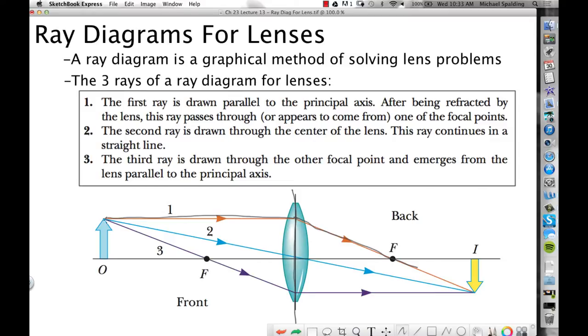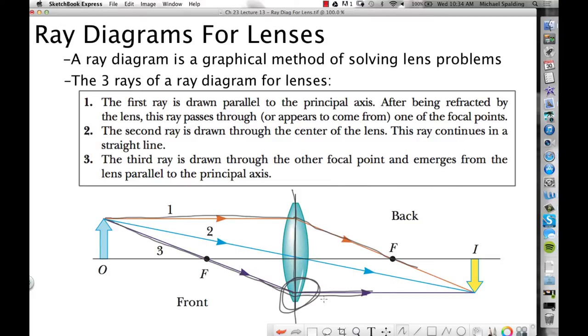Ray number three, now you're never going to use the same focal point twice, ever. Once you've used a focal point, that focal point's done. So this ray goes focal point, parallel. Now guys, is that an example of converging? Did this ray converge? It sure did, dude.